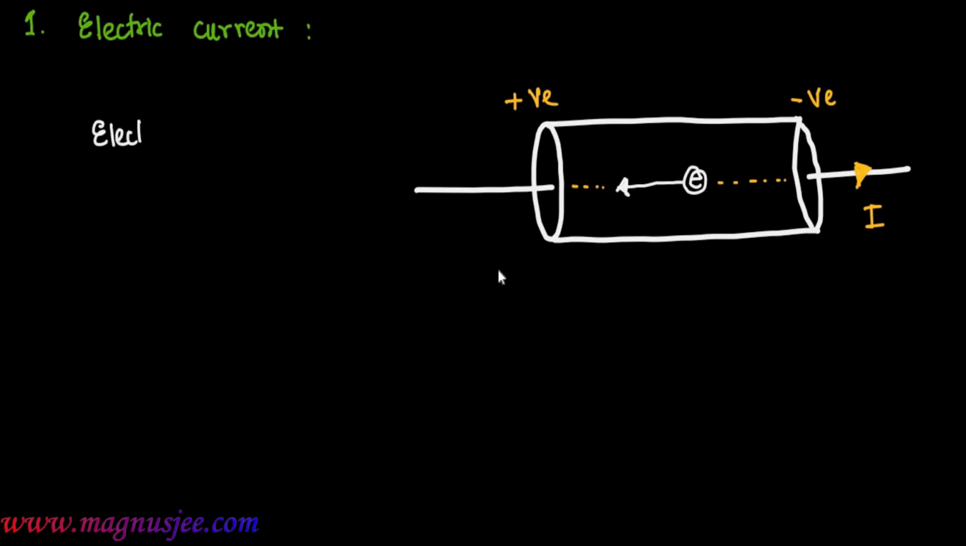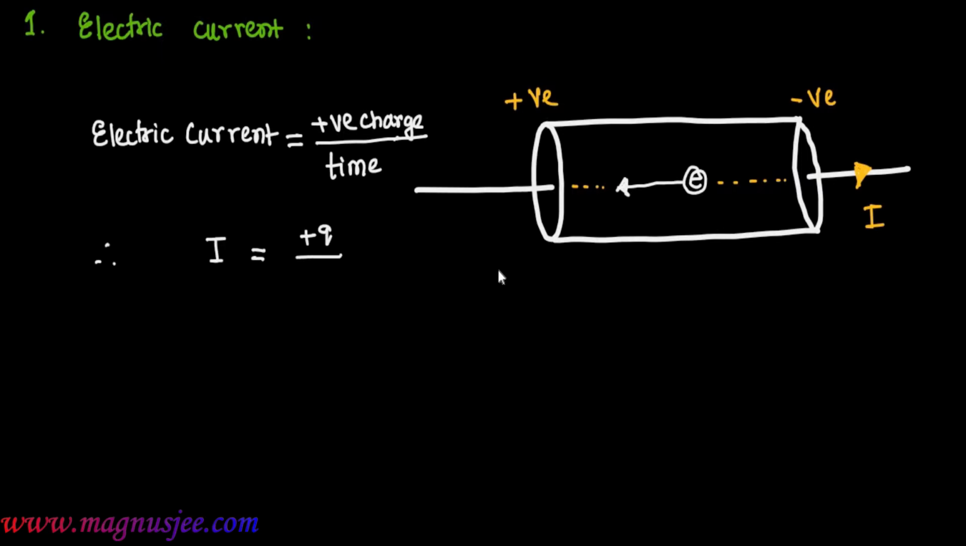That means here electric current is numerically equal to positive charge divided by time. That is, electric current is rate of flow of positive charge. Therefore, I is equal to plus Q by T, where plus Q is the charge which is conducted in the opposite direction of free electron.